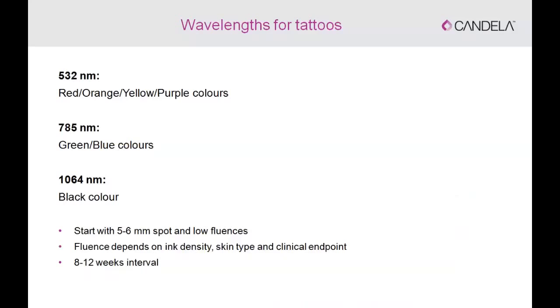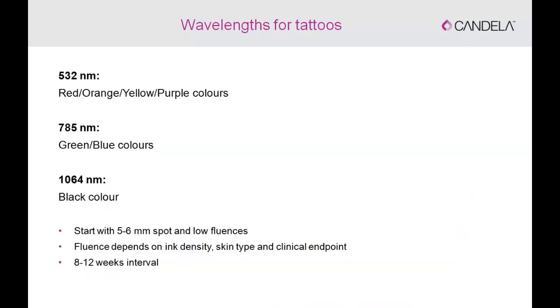So this is the slide that summarizes the wavelengths that we will use for tattoos. The 532 nanometer predominantly for red, but if you happen to have orange, yellow, or purple colors, that's the wavelength to use. And the 785, as I say, is for the green and the blue colors. And for the black colors, we would use a 1064.